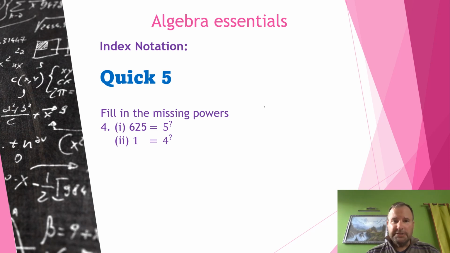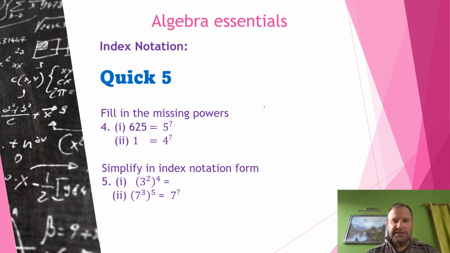Fill in the missing powers. 625 equals 5 to the power of question mark. For part 2, 1 equals 4 to the power of question mark. And the last question, simplify in index notation form. Number 1, open brackets 3 to the power of 2, close brackets, to the power of 4. And then here we've got open brackets 7 to the power of 3, close brackets to the power of 5. What is it in terms of 7 to the power of question mark? Now again, pause, have a go at the questions, and here come the answers.